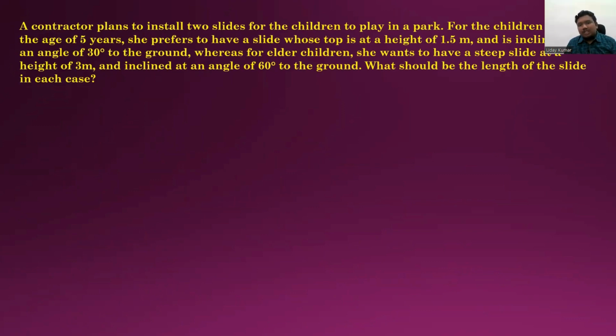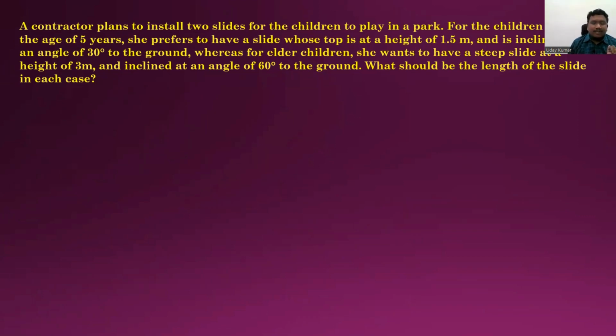Whereas for elder children, above 5 years, she wants to have a steep slide at a height of 3 meters. So the altitude is different. For small children, toddlers, it is only 1.5 meters, whereas for the elders, it is 3 meters tall, and inclined at an angle of 60 degrees. She can't maintain the same angle, right? Because it is too tall, double of that. Automatically the angle of elevation will also change. So that is 60 degrees now. What should be the length of the slide in each case?